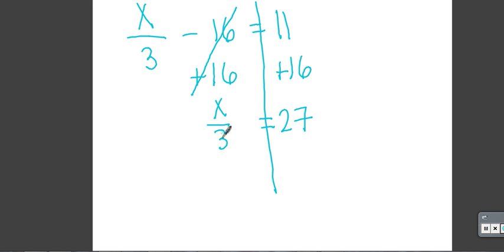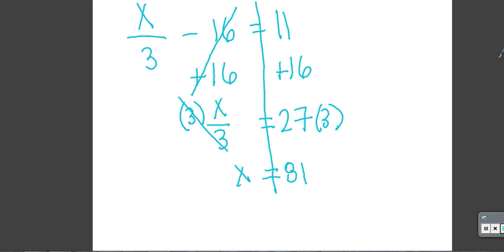So the operation going on between the x and the 3 is division, which means the opposite of that is going to be multiplication. But what I do to one side, I have to do to the other side in order to keep that balance, in order to keep that equality. So I cancel these and I'm left with x. 27 times 3 gives me 81.